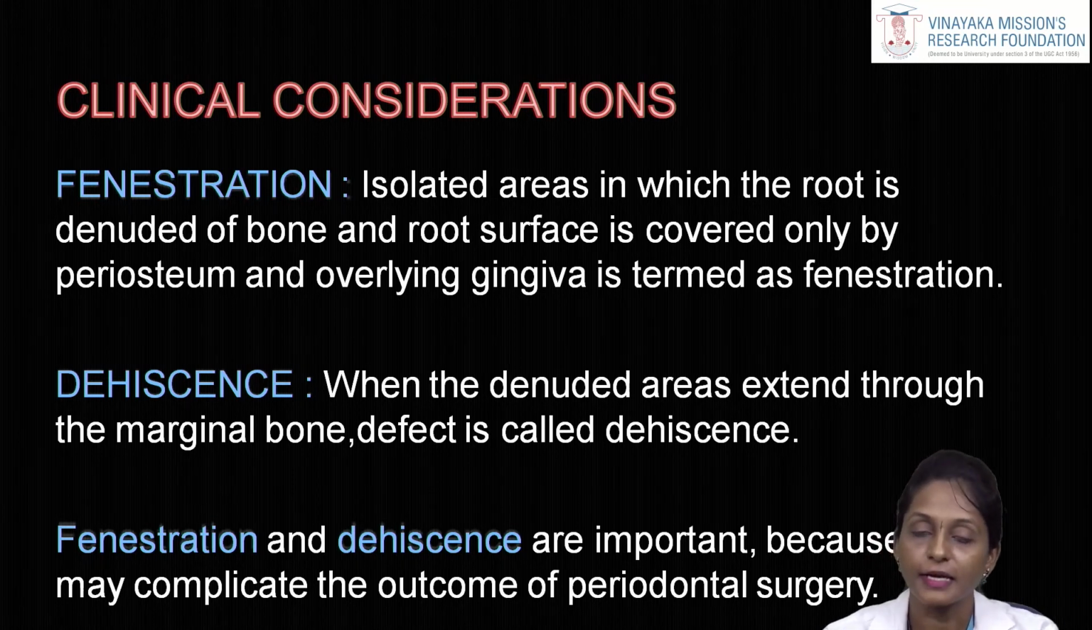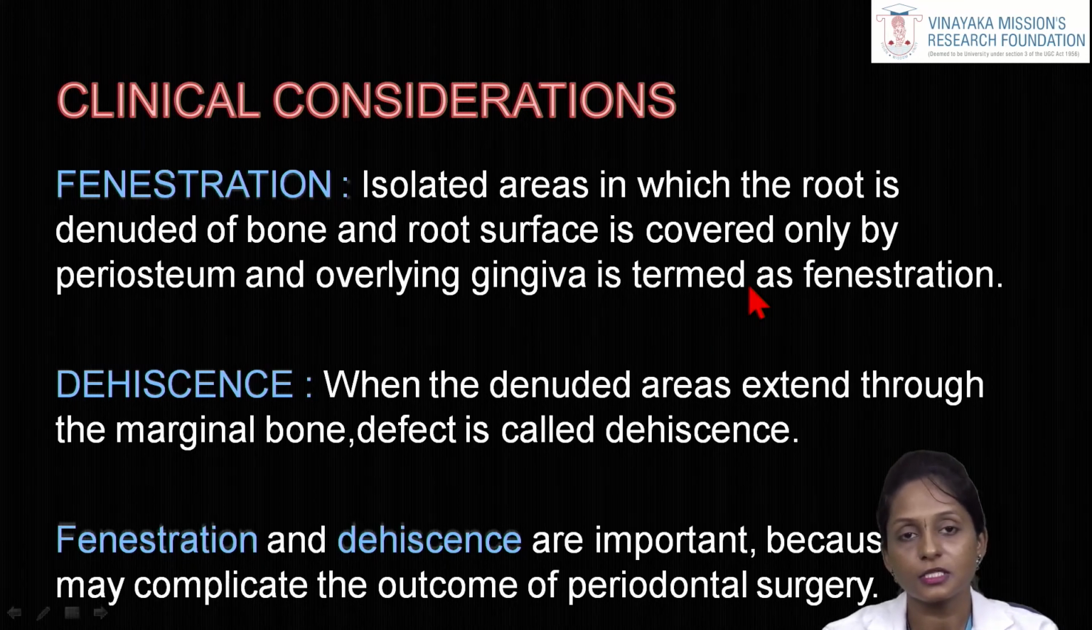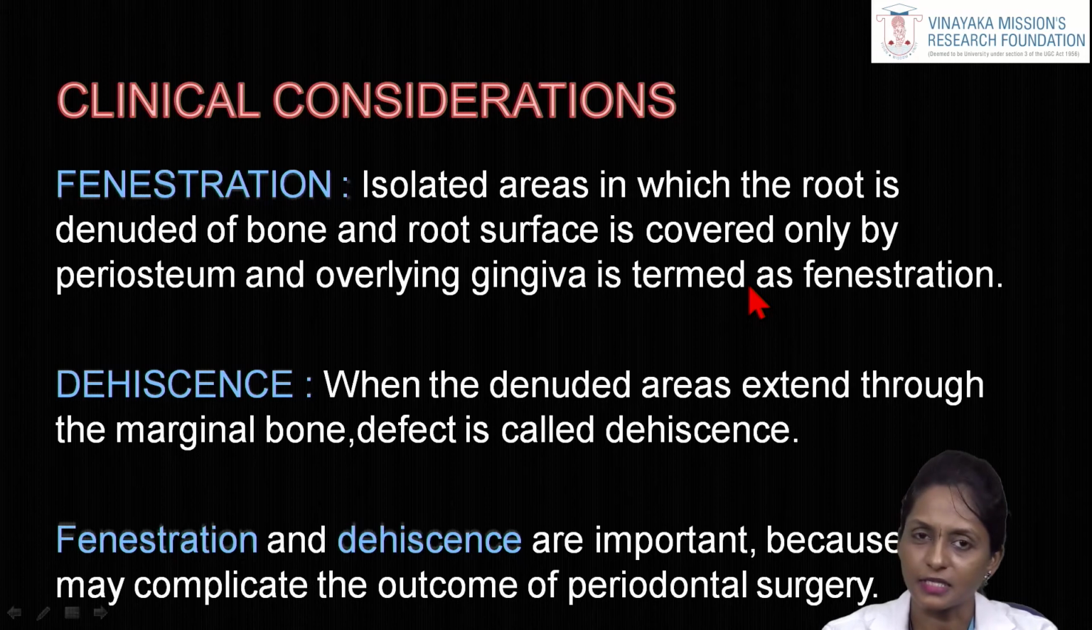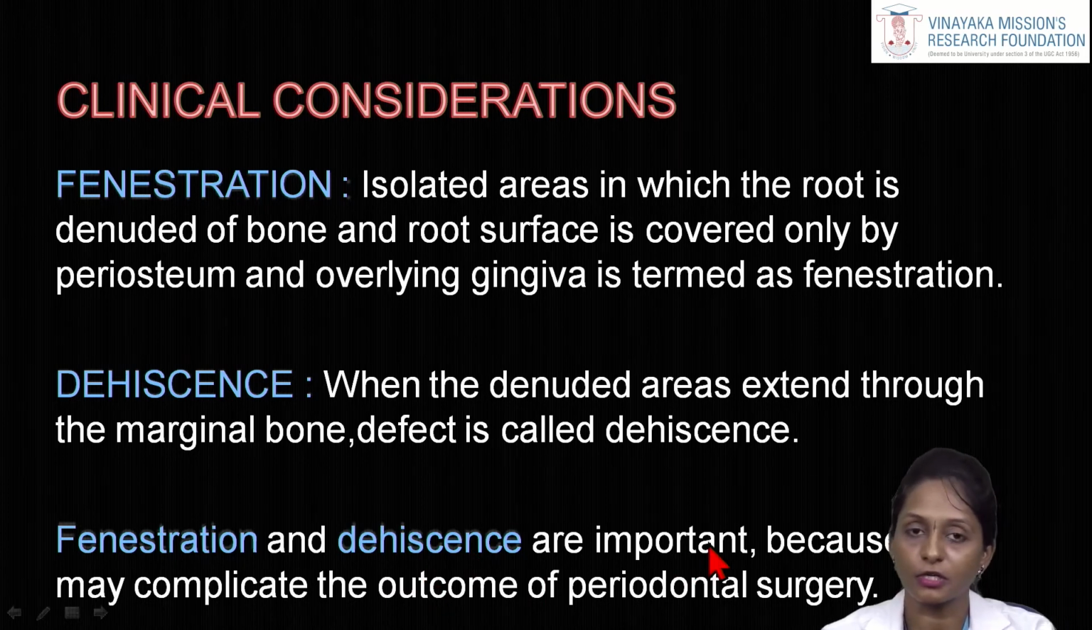So fenestration is an isolated area in which the root is denuded of bone and the root surface is covered only by the periosteum and the overlying gingiva. So it is termed fenestration. So what is dehiscence? These denuded areas extend through the marginal bone. That defect is called dehiscence. Why both are important is because they complicate the outcome of periodontal surgery.